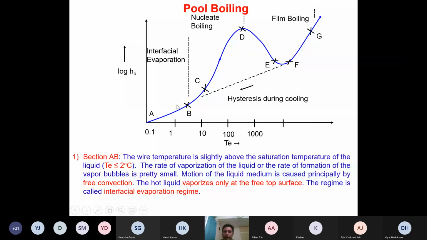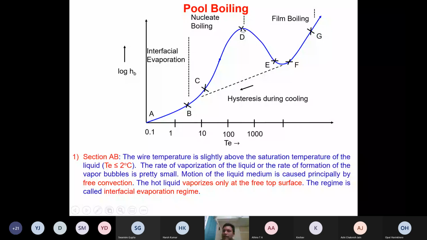So from C to D, you can clearly see stable bubble formation takes place, and these bubbles add turbulence in the liquid, and because of that the heat transfer coefficient increases. The heat transfer coefficient increases from C to D. So between C and D, jets of bubbles are formed, and these rise vigorously from the surface of the wire to the outer surface. Okay. Point D is the point at which you get the maximum heat transfer coefficient.